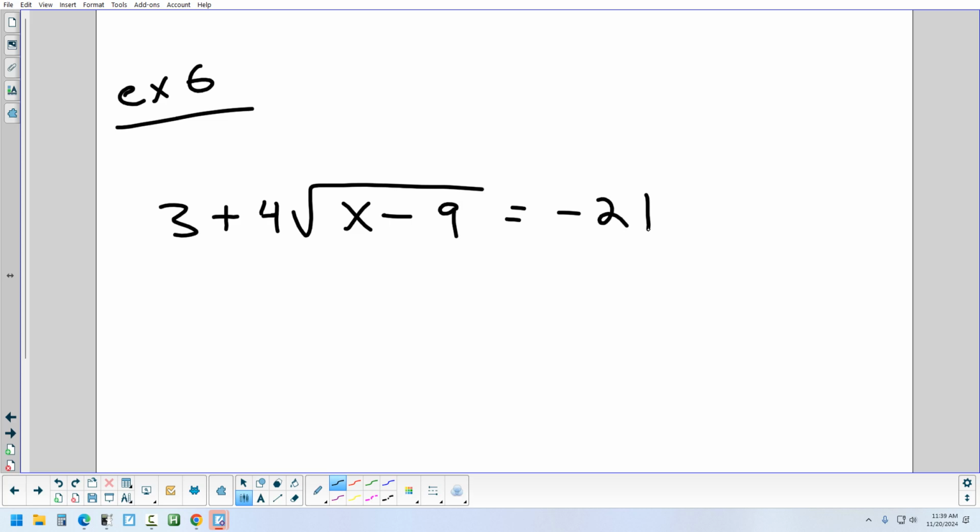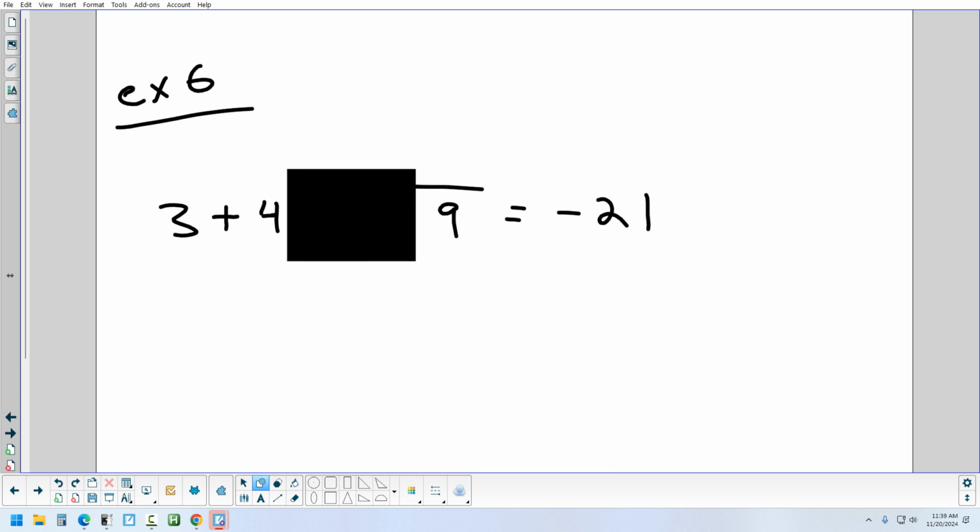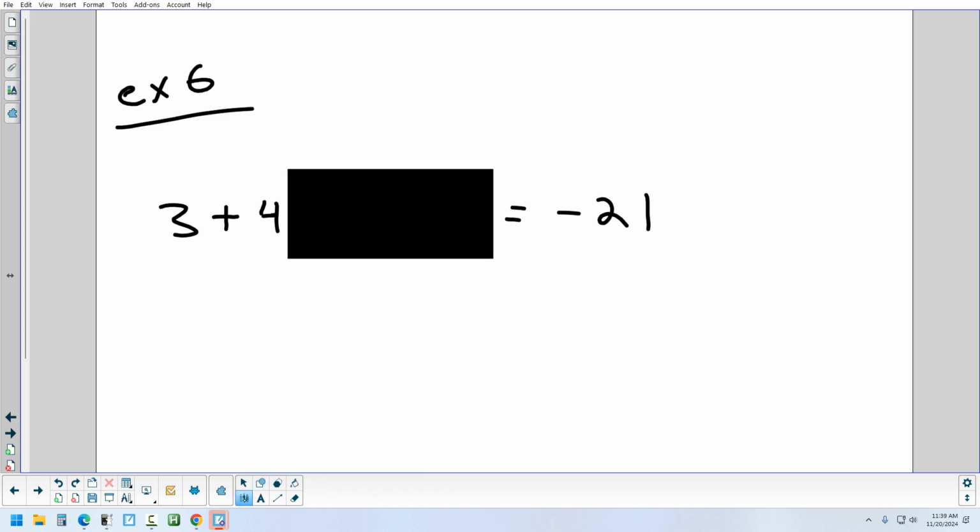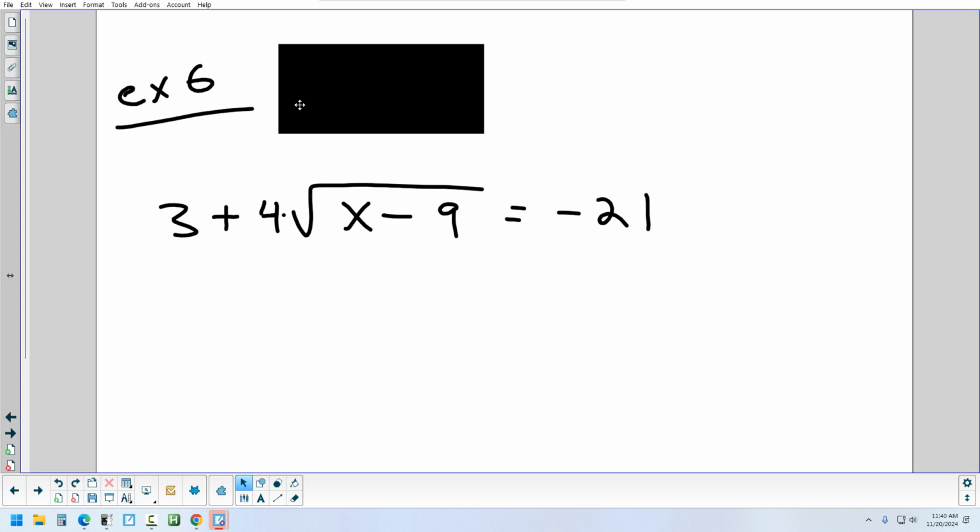And again, think of it like it's this. Don't worry about what's in that box right now. Just worry about getting the box alone. What would be your first step if you were trying to get that box by itself? 3 and 4. Well, we can't do that because that's multiplication. Remember, that's multiplication times what's inside that box. Subtract the 3.